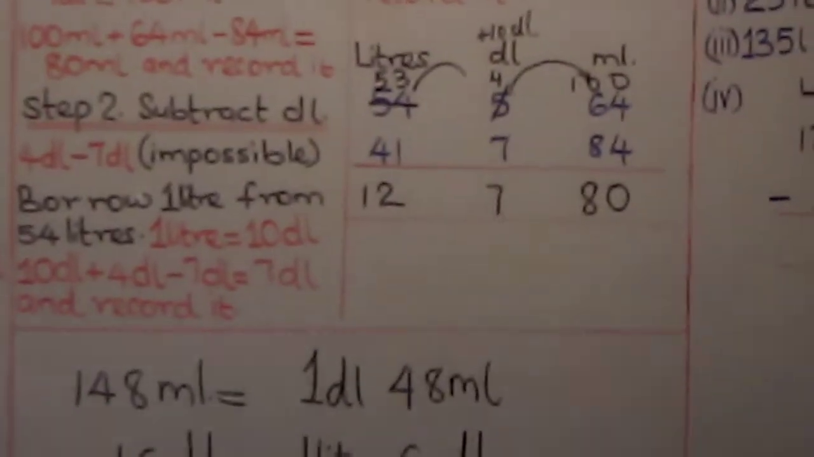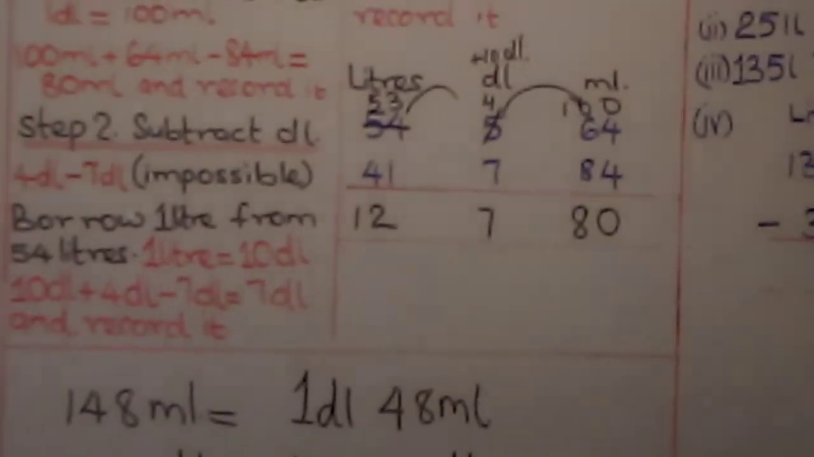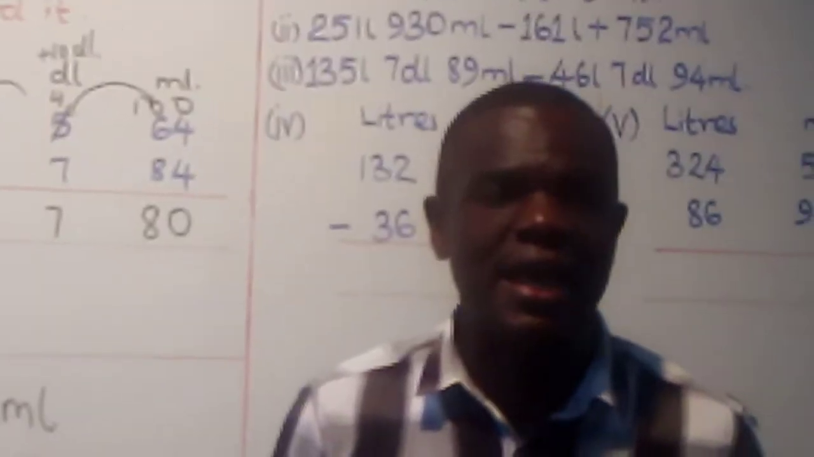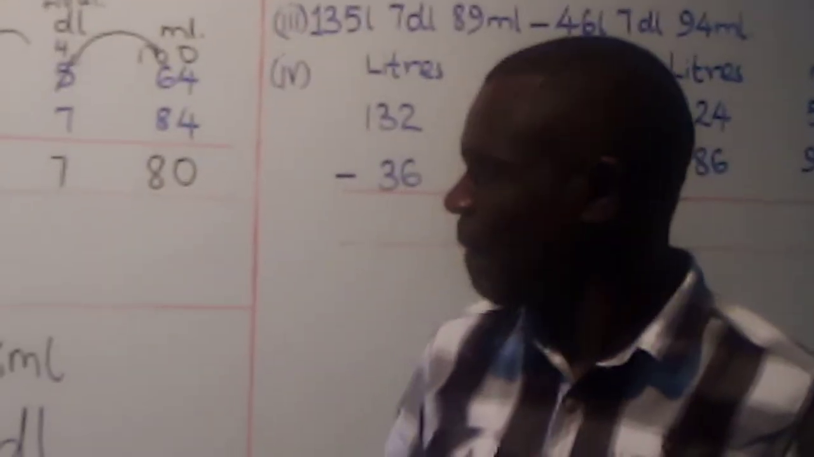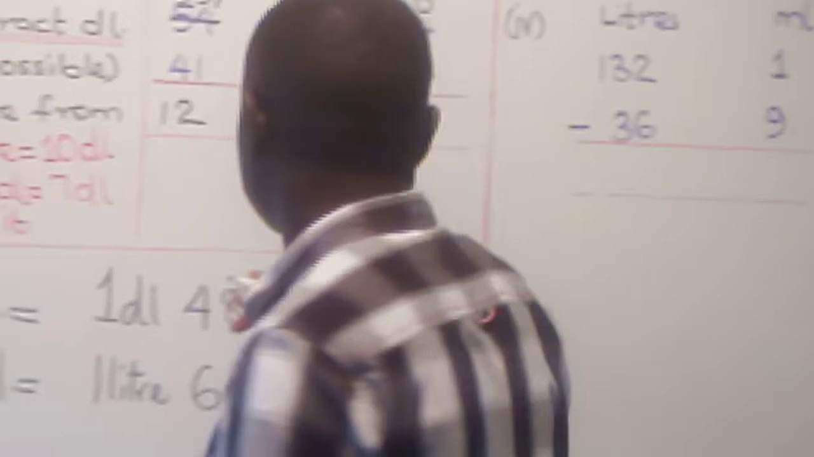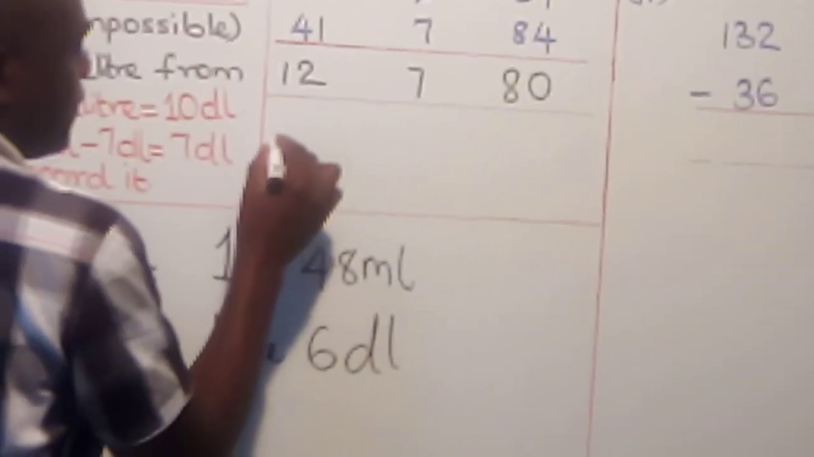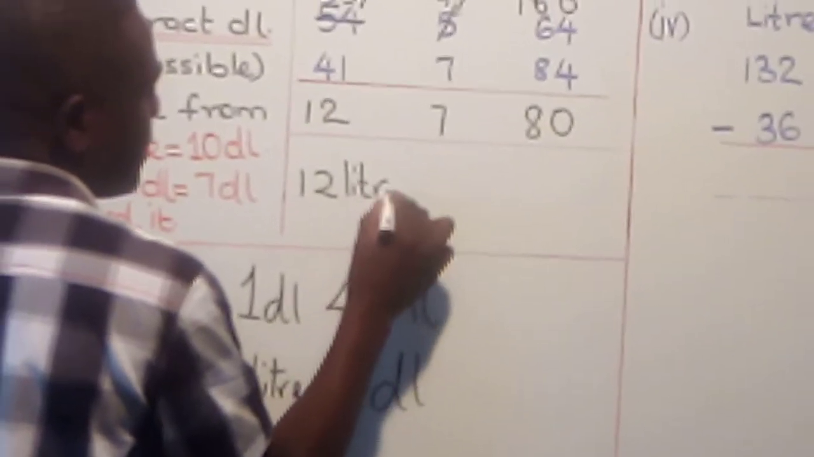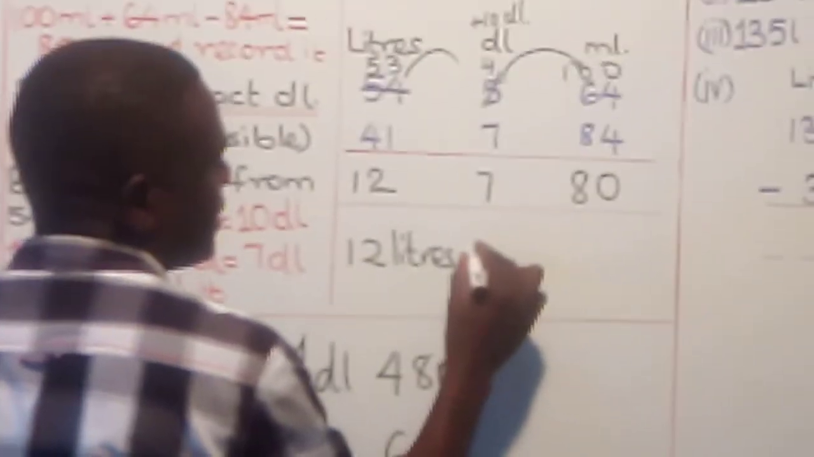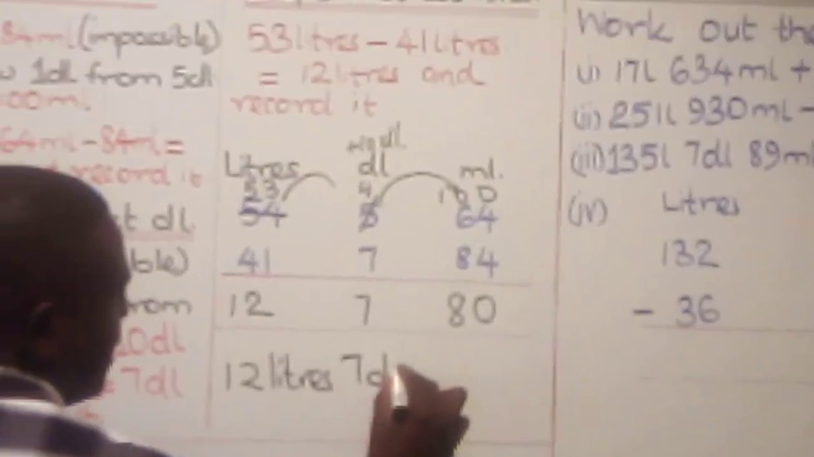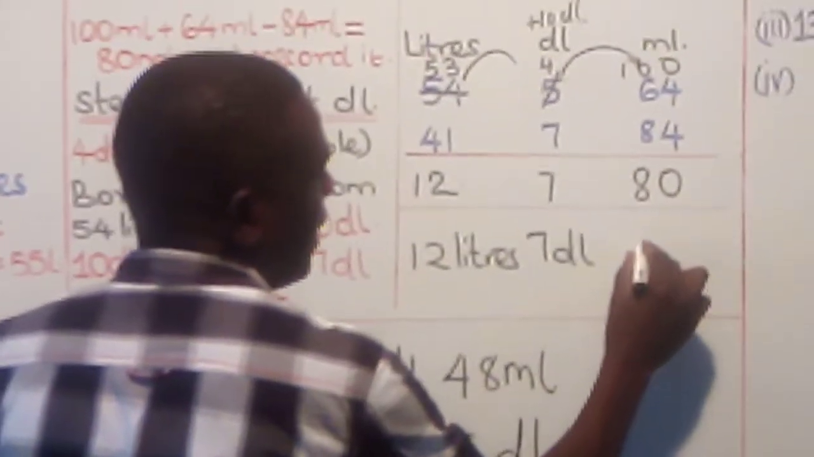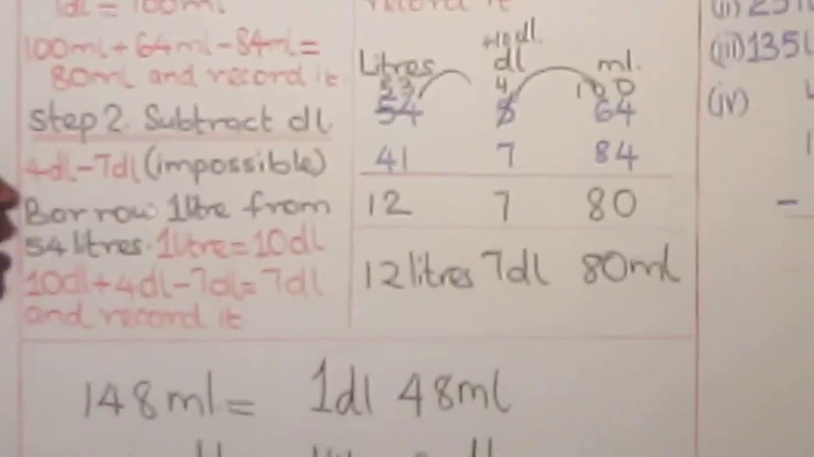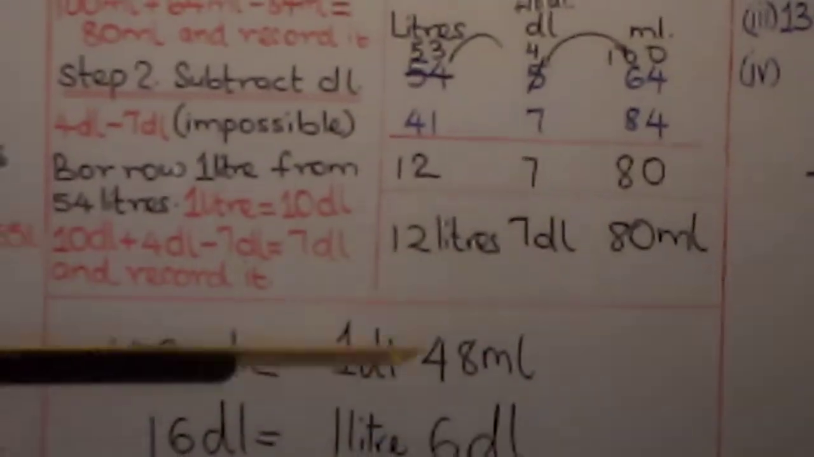Now, what is the answer, boys and girls? What is the answer here? Shama, what is the answer? Very good. Clap for Shama. 12 liters, 7 deciliters, 80 milliliters. That is correct. That's the right answer.